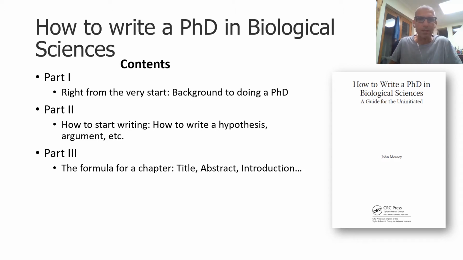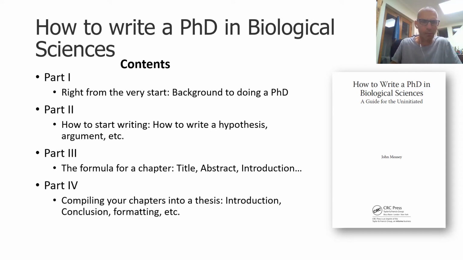Part 3 gives you the breakdown of the formula for a chapter. So title, abstract, introduction, methods, materials, results, discussion, and conclusion, but all the way through to selecting keywords, as well as how to write your references. Part 4 then gives you a brief overview of how to compile each of these data chapters into a thesis. So sandwiching it between an introduction and discussion or conclusion, and how to format that.